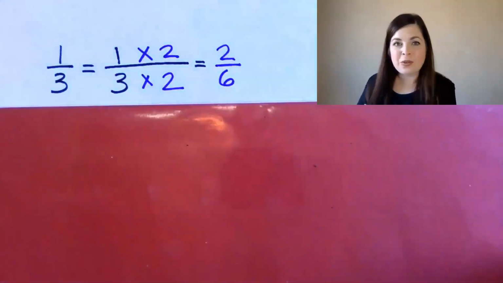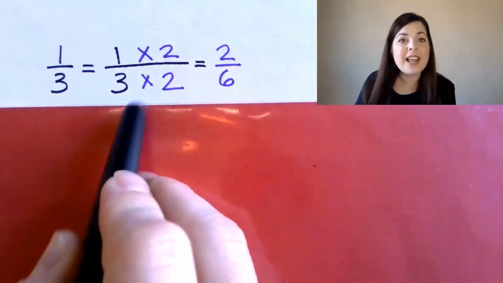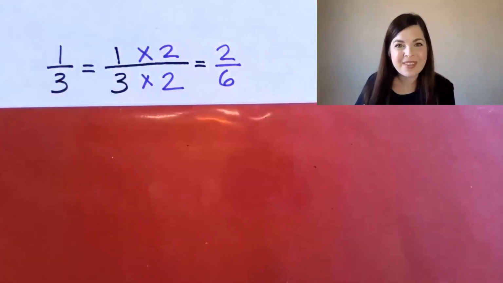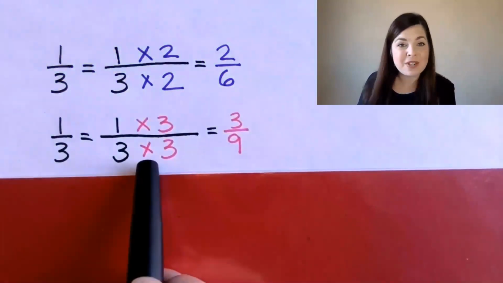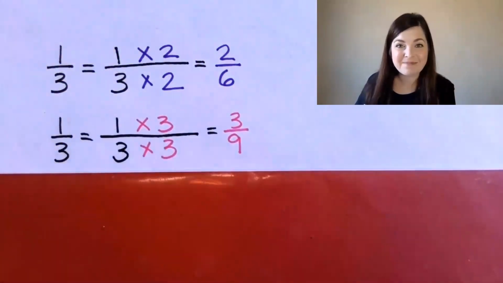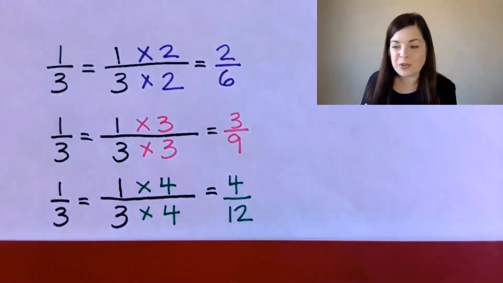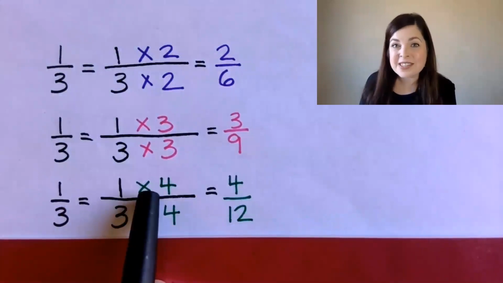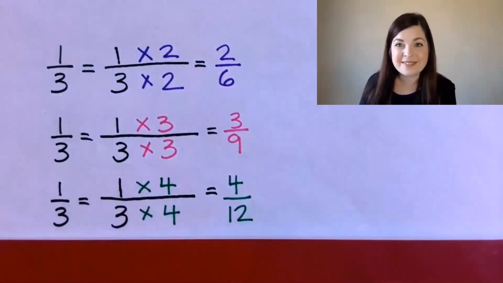Welcome back. I'm going to show you some of the ways that you may have created an equivalent fraction for 1/3 using multiplication, but I'm not going to show you all of the ways that you could have done it. Maybe you doubled the number of units in the whole and doubled the number of selected units to find that 1/3 is equal to 2/6. Or maybe you tripled the number of units in the whole and tripled the number of selected units to find that 1/3 is equal to 3/9. Or maybe you quadrupled the number of units in the whole and quadrupled the number of selected units to find that 1/3 is equal to 4/12.